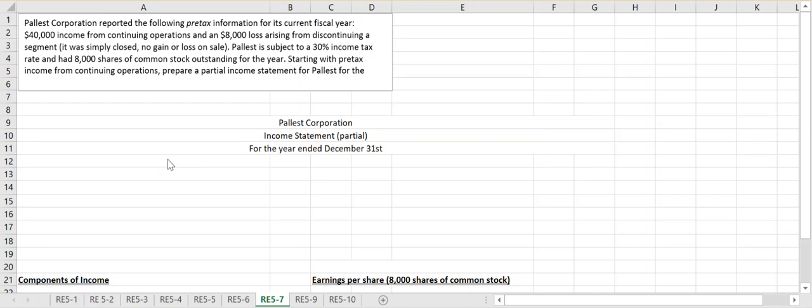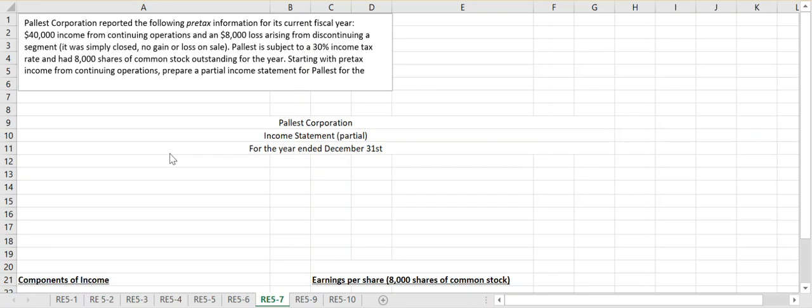So we had $40,000 in income from continuing operations, an $8,000 loss arising from discontinuing a segment. It was simply closed and there was no gain or loss in the sale, so we didn't sell it off to anyone else. And they are subject to a 30% income tax rate, and they had 8,000 shares of common stock outstanding for the year.